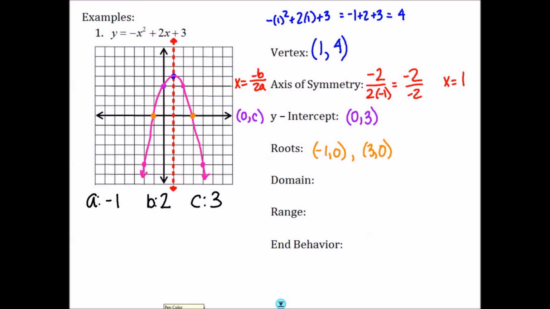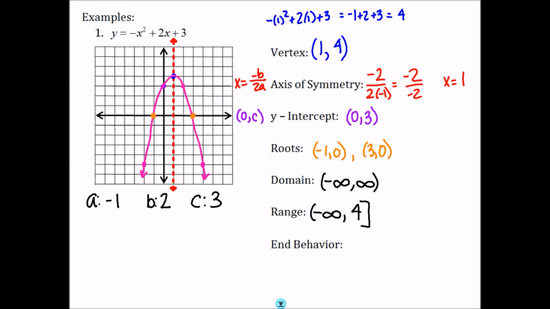Remember that domain is how far to the left and how far to the right the graph goes, and for every quadratic, your domain is negative infinity to infinity, or all real numbers. Then range is how low and how high the graph goes, so it will go all the way down to negative infinity if we continue the graph, and it goes up to 4.